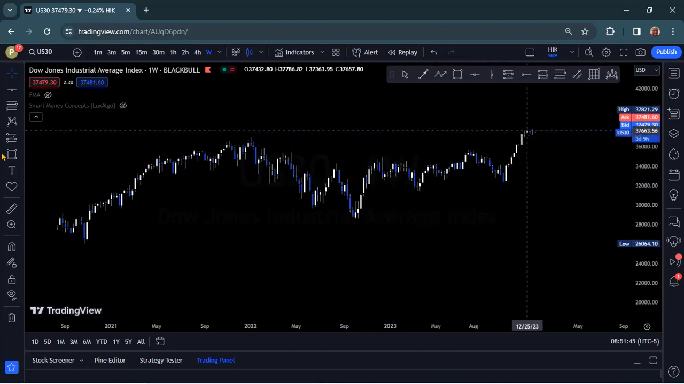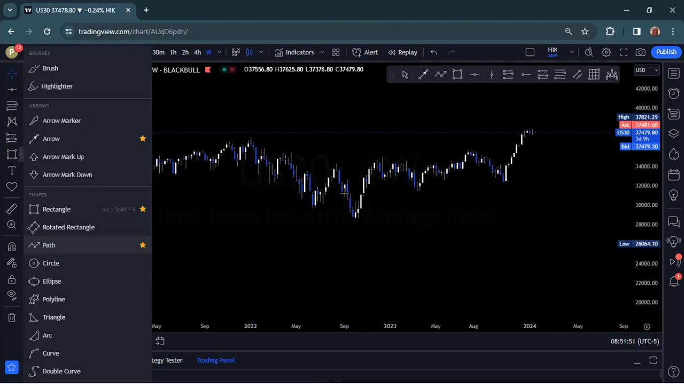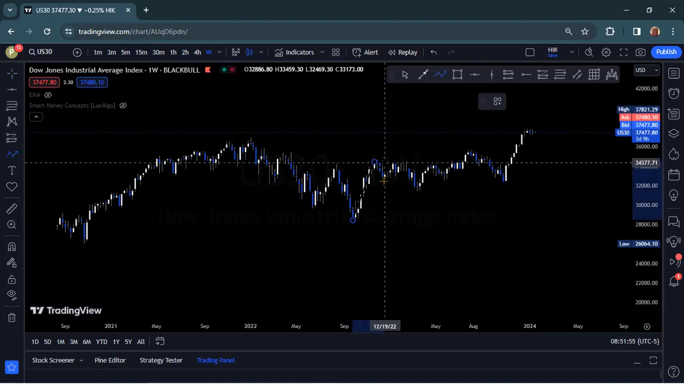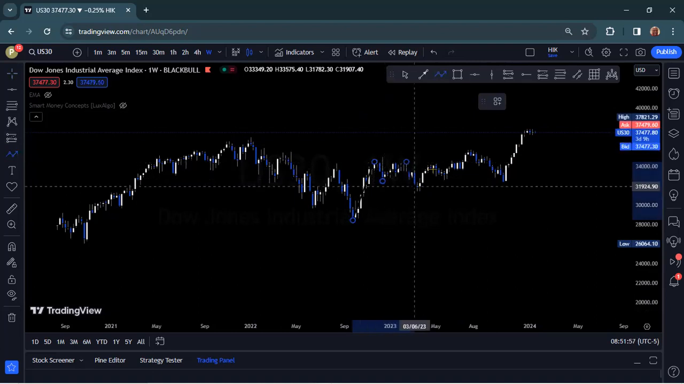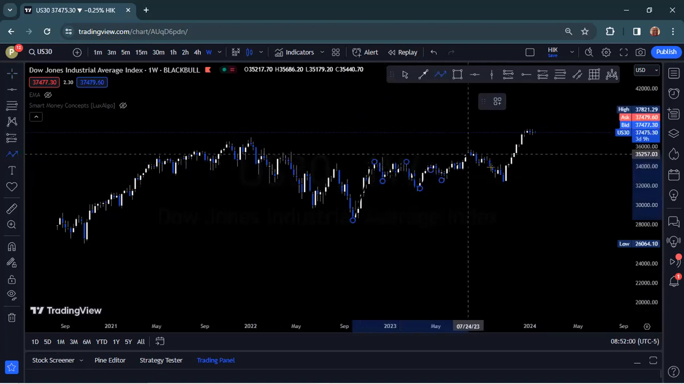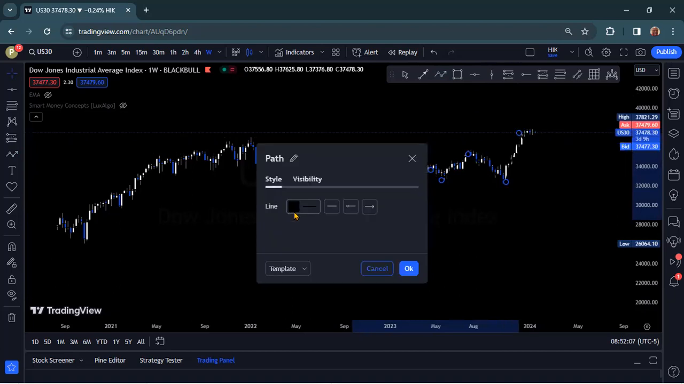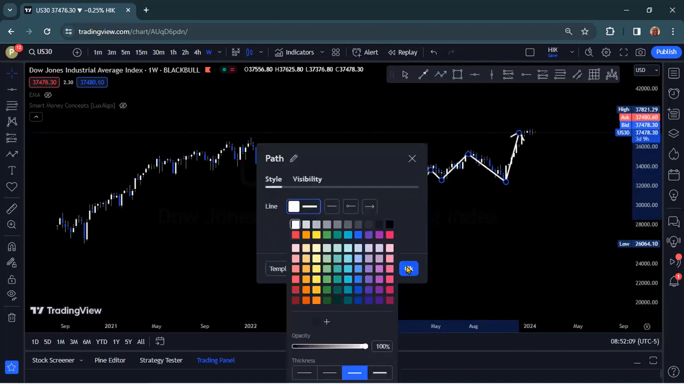All right. So one of the things I do is I take this tool over here and I just mark up the path, right? Mark up the path. That way I know exactly what I'm talking about. And I'll make it white for you guys so you guys can see it. Okay. Actually, that's the path right there.